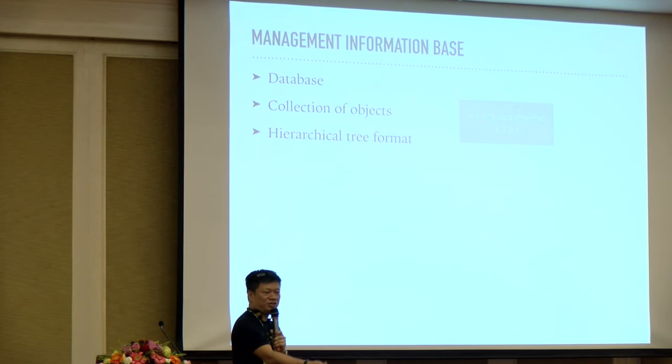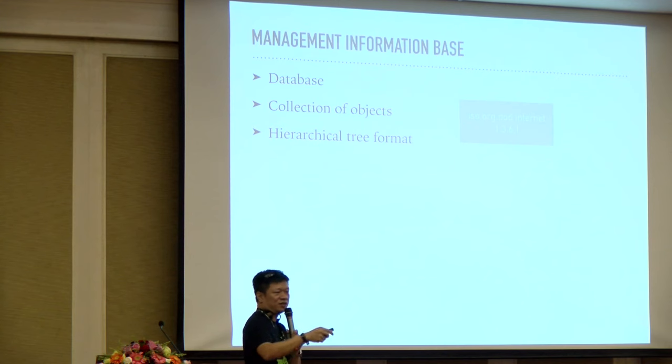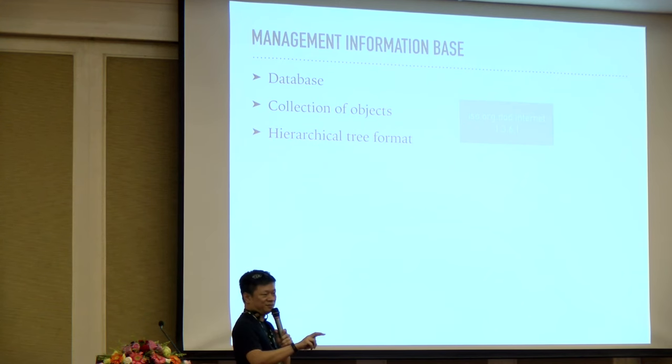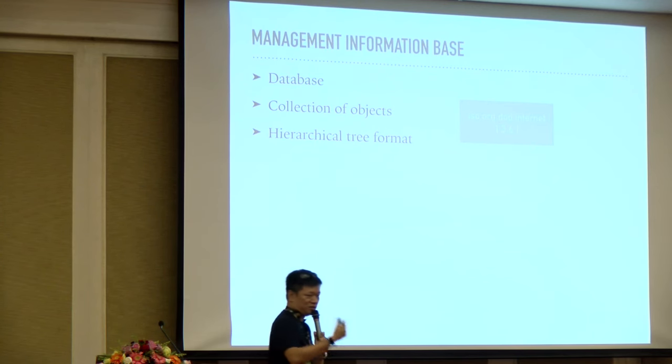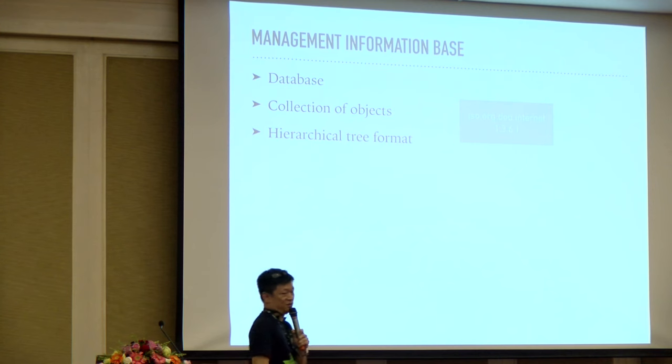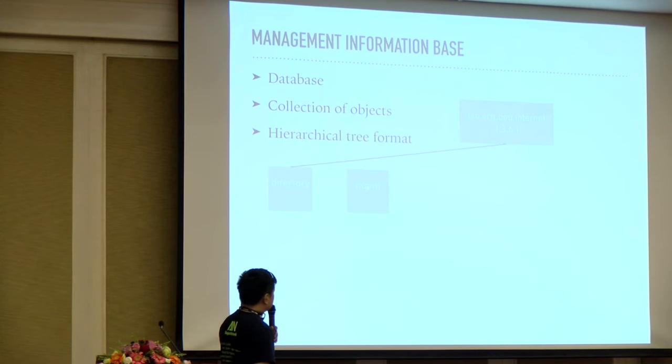How do you tell the agent? You tell the agent the OID. You send the OID: I want to monitor this OID. It's something like an IP address in networking. I want to reach this host, but instead of an IP address, I want to monitor this particular information. So it's a tree, meaning that it has a lot of branches.